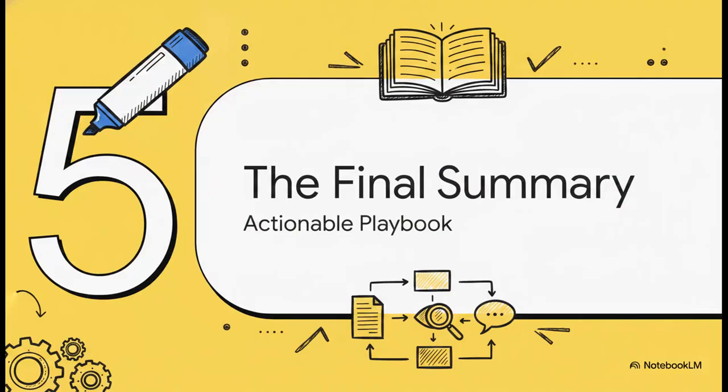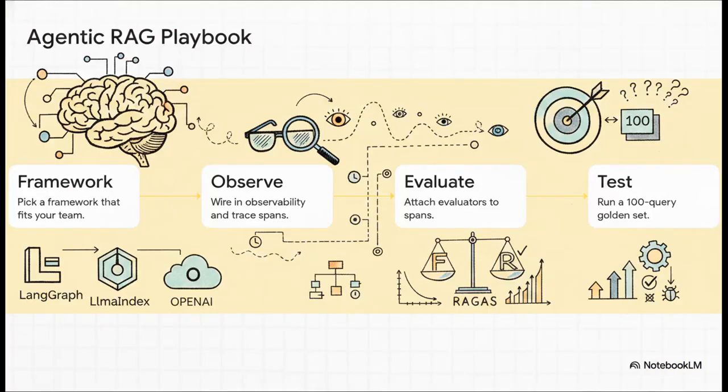Section 5, the final summary, your actionable playbook. If you are building these systems today, here is your definitive 2026 Agentic RAG playbook. Step 1, pick a framework that fits your team, whether that's LangGraph, LlamaIndex, or the OpenAI Agents SDK. Step 2, wire in observability from day one. You literally must trace every single span of execution so you can see exactly what the agent is doing under the hood. Step 3, attach evaluators like RAGAS directly to those spans to score faithfulness and relevance automatically.